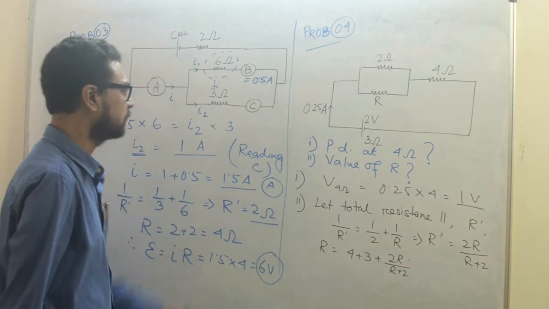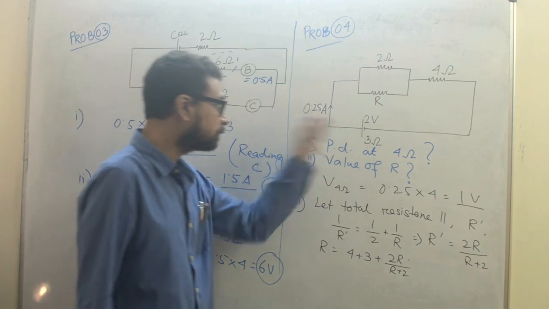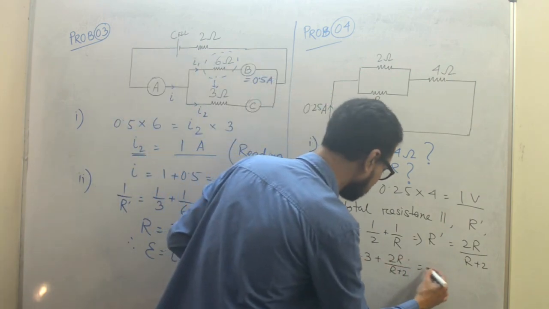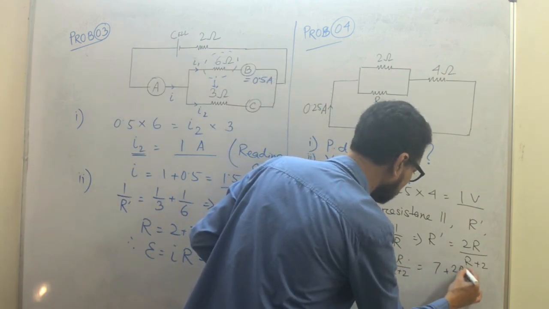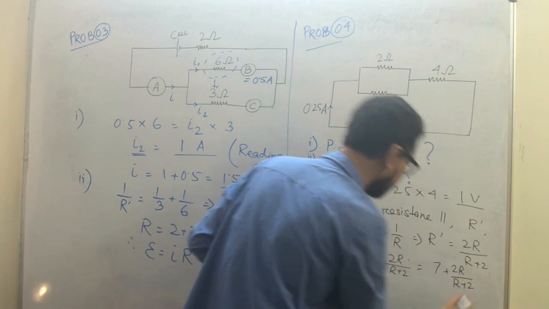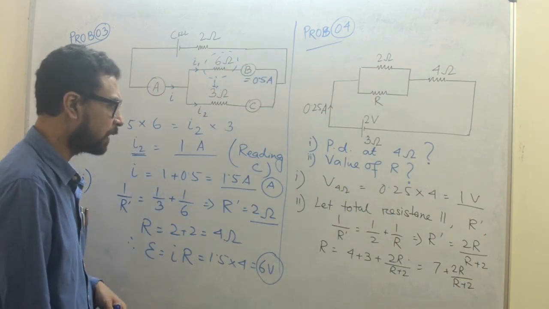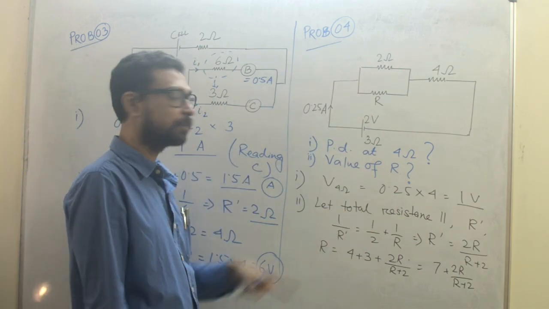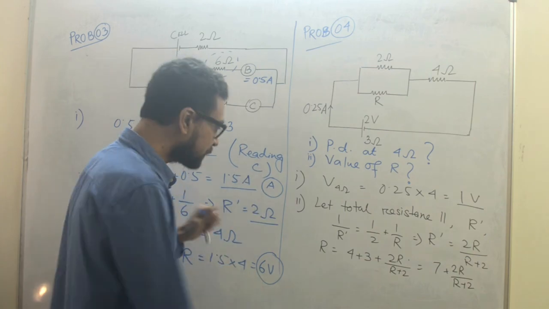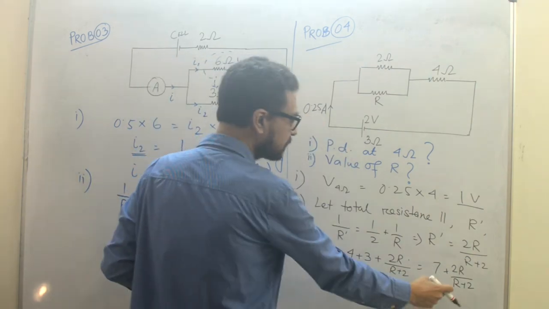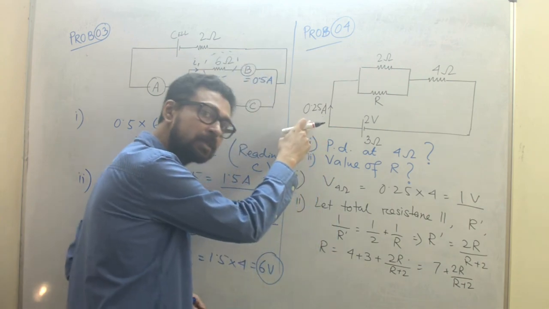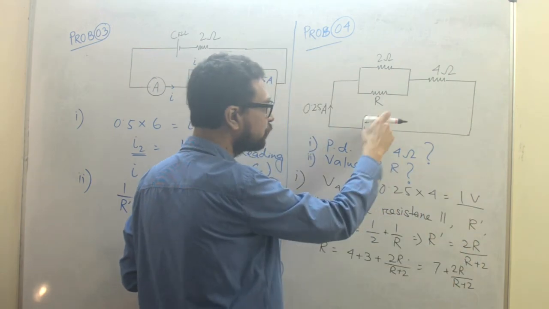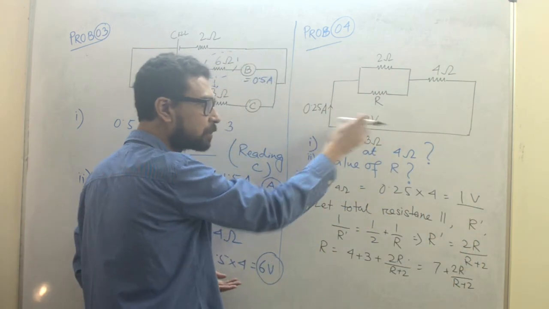Alright, great, good. Okay, let us simplify, because unnecessarily we will be having other difficulties. 7 plus 2R by R plus 2. So this is the resistance of the total circuit. What is the current? 0.25 ampere. So eventually this current and this resistance, when they are multiplied, V equals IR, Ohm's law. So I into R will give me 2 volt. There is no other option. This is the only source here.